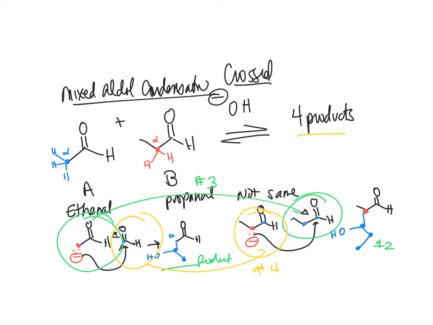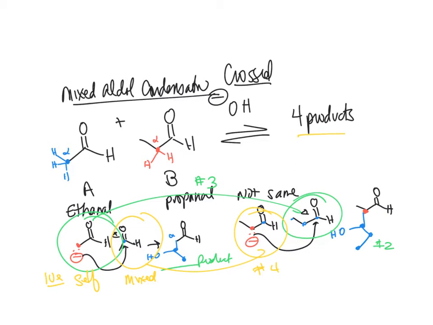So if compound A reacted with another molecule of compound A, this would be called a self-condensation. If compound A reacted with a molecule of compound B, this would be called a mixed condensation.